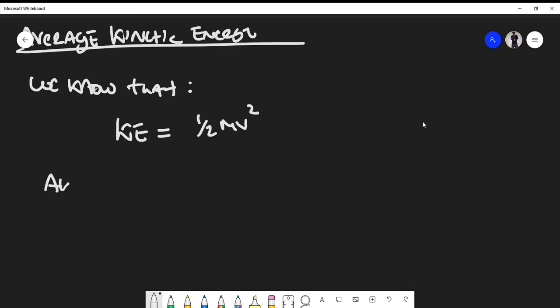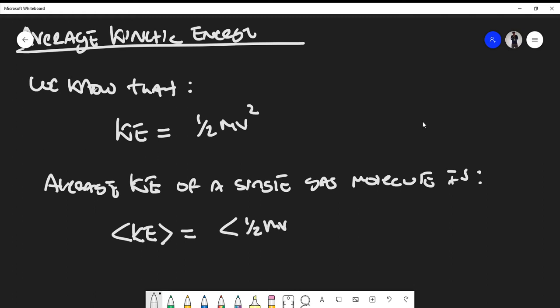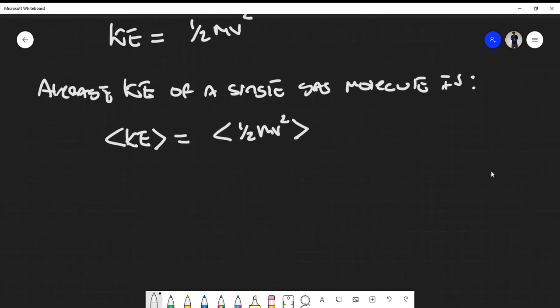Right. So then we say that the average kinetic energy KE of a single gas molecule, if we apply it to a single gas molecule, and we put our arrows or brackets, is equal to 1/2 mv squared. Remember, in physical chemistry, anytime we see those brackets, that means average.